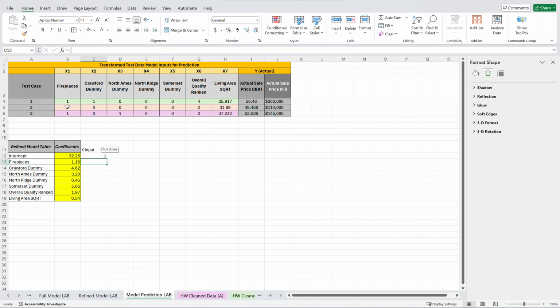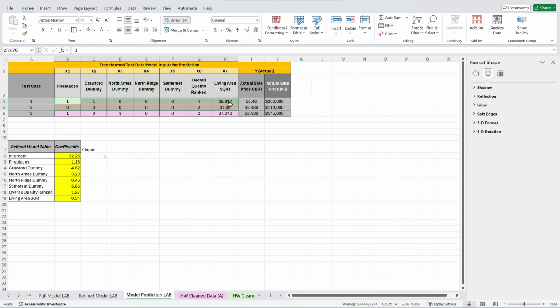Now the rest of them can come from right here. These are the X inputs. This is X1, there was one fireplace for this house. X2, this is in the Crawford neighborhood. X3, 4, and 5 just means that they were not in those neighborhoods. X6 means that it had an overall quality rank of 4, which I believe is the above average category. And then X7 is the square root of living area.